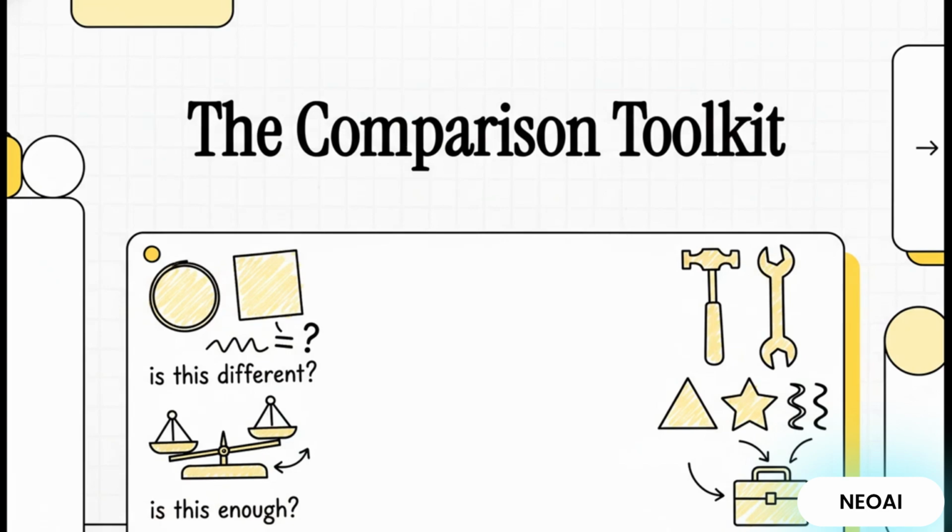So you've probably gotten the hang of checking if two things are exactly equal in your code, right? But that's just scratching the surface. What happens when you need to ask something more complex? Like, is this enough? Or, hey, is this different from that? Well, that's exactly what we're diving into today. We're going to add 3 super powerful new tools to your Python comparison toolkit.